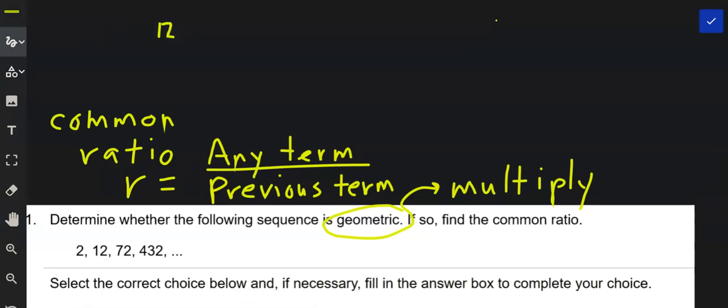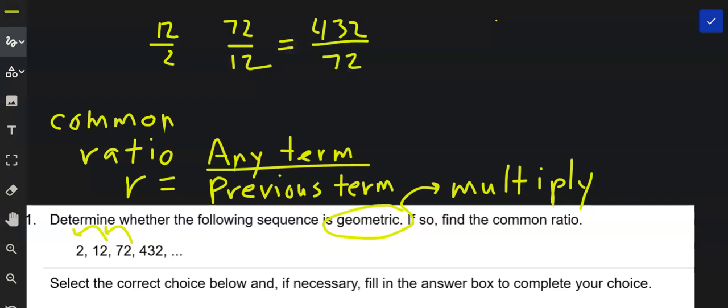So if I take 12 and divide by 2, or 72 and divide by 12, or 432 and divide by 72, what do I get each time? 6. Therefore, I know the ratio is 6. No, it's not actually. I don't know why I said that. That was an accident.